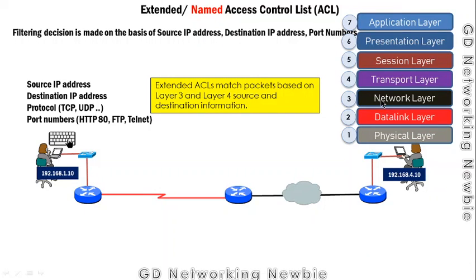And if you talk about the OSI model, if you want mapping, then we can say that extended ACLs match packets based on layer 3 and layer 4. Layer 3 means source and destination IP address. Layer 4 means these port numbers. These are layer 4 information.